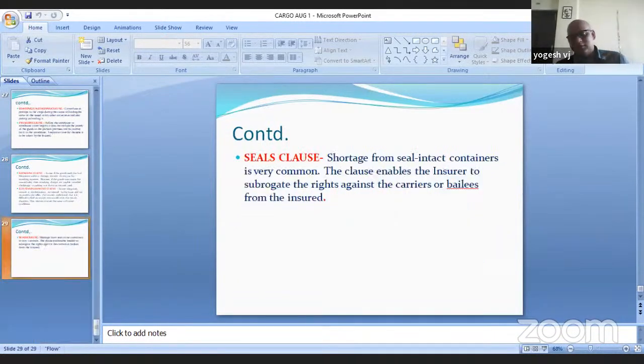Seals clause. Shortage from seal intact containers is very common. मतलब sealed है लेकिन उसके अंदर शॉर्टेज. कोका कोला का एक कैन है, इसके अंदर 330 ml रहना चाहिए लेकिन नहीं है, इससे कम. The clause enables the insurer to subrogate the rights against the carriers or bailees from the insurer.